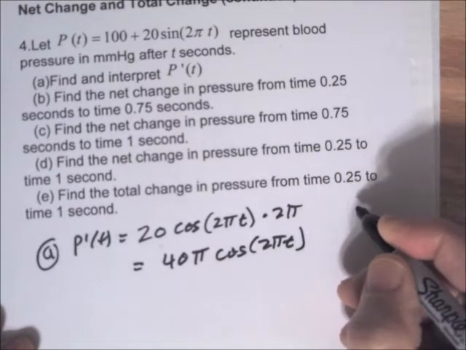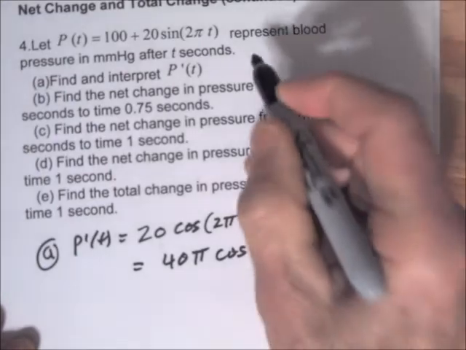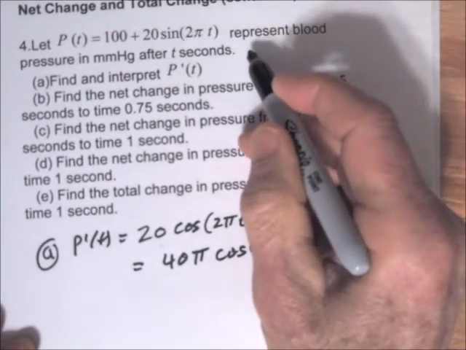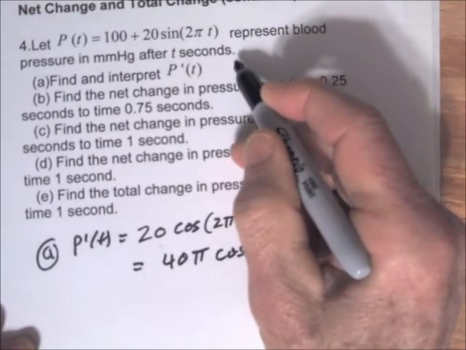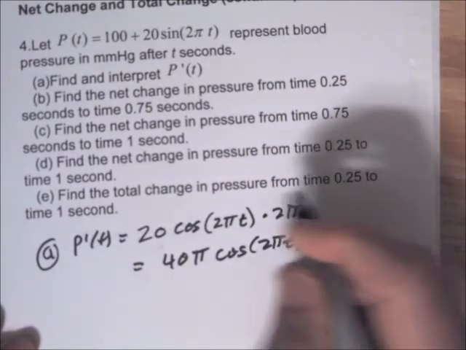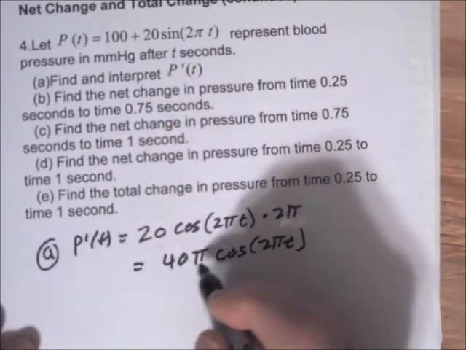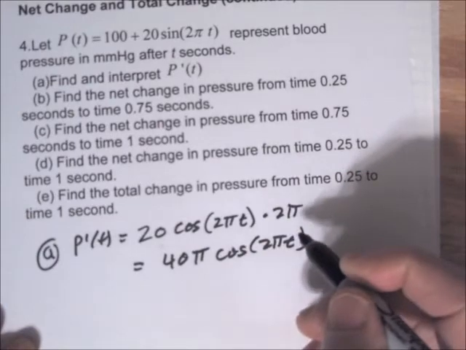So that would represent the rate of change in blood pressure. It says interpret p prime of t, that would be the rate at which the blood pressure is changing.